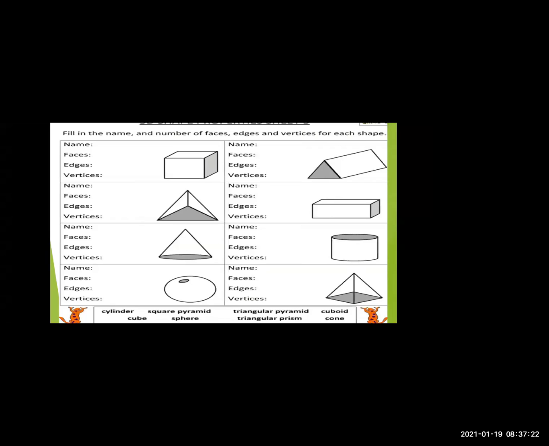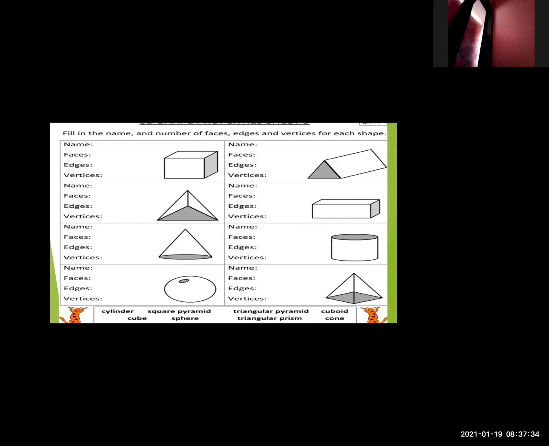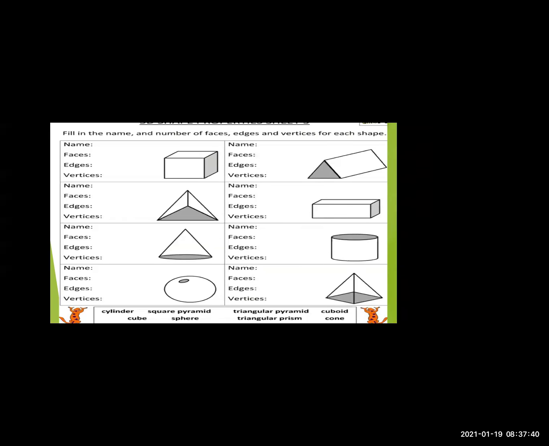What is the next figure? Can anyone tell me? Triangular prism. In a prism, there are more than one base. Here, how many bases are there? One. Triangular pyramid. Which pyramid? See, my dear students, the base of the pyramid tells the name of the pyramid. What is the shape of the base?